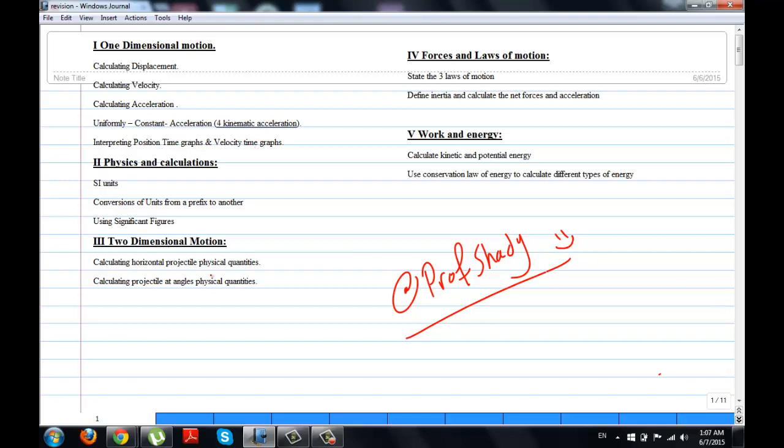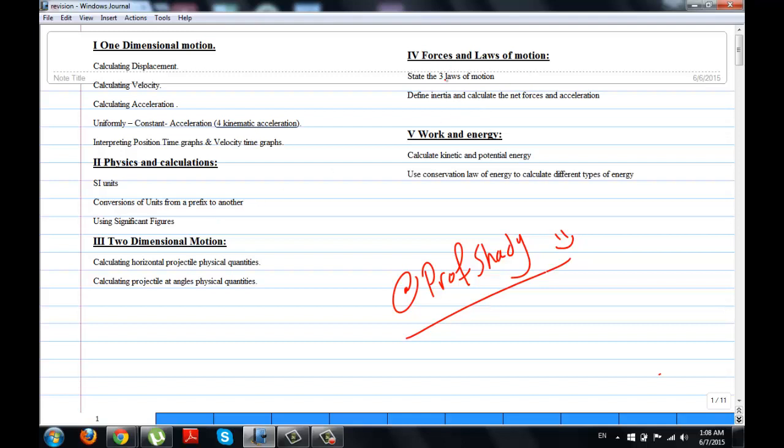In the two-dimensional motion, you need to apply the basic equations of projectiles launched horizontally and launched at angles. In physics and calculations, you need to be able to identify the SI units and their types, to be able to convert from a prefix to another, like kilo and milli and micro. You need to use the significant figures in your calculations in multiplication, division, and addition, subtraction.